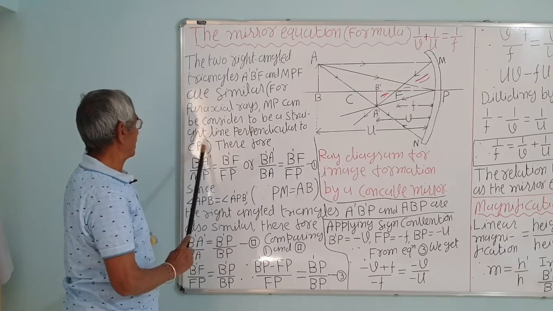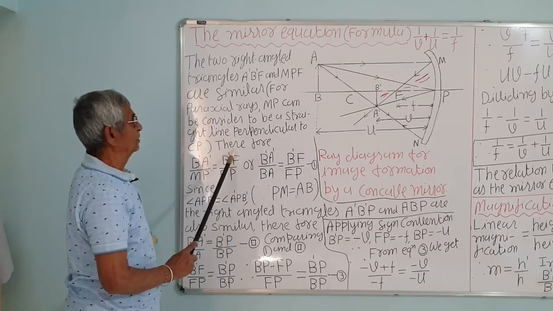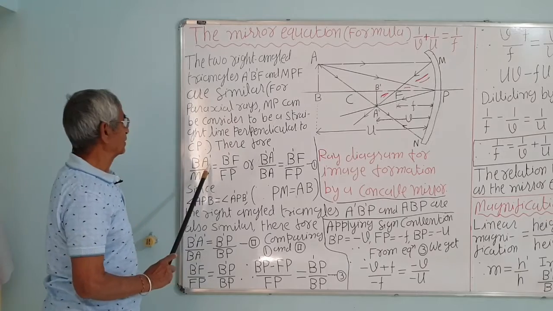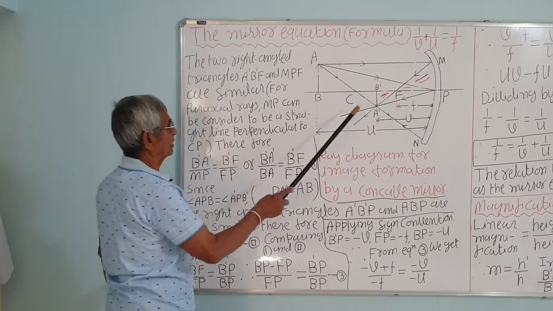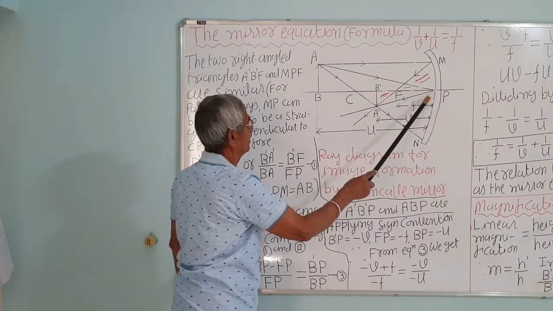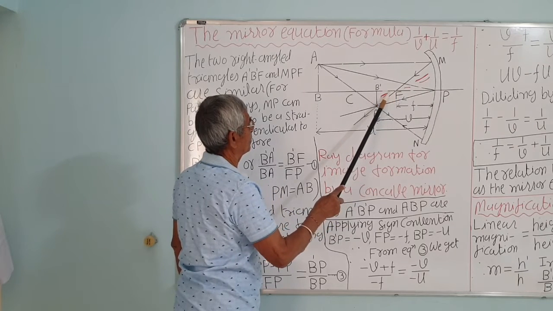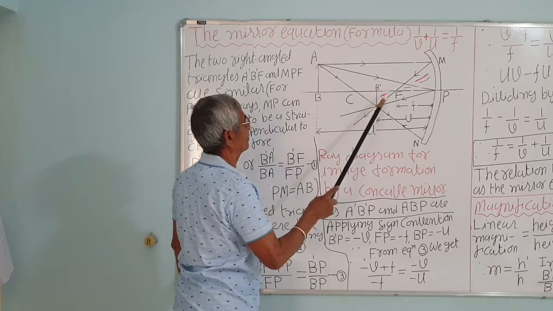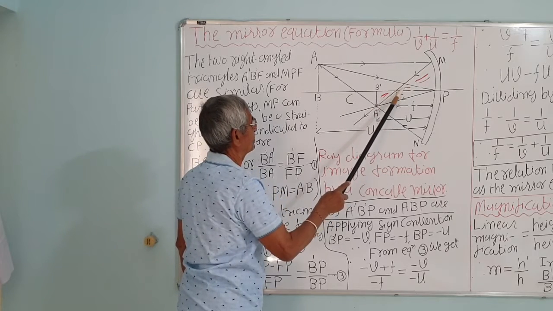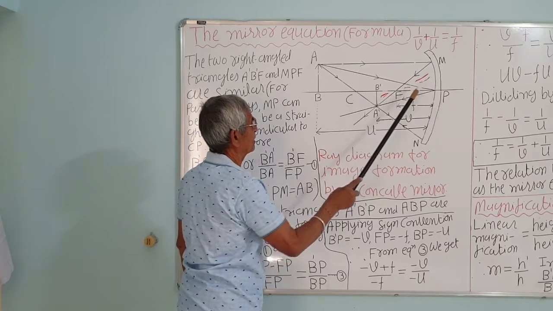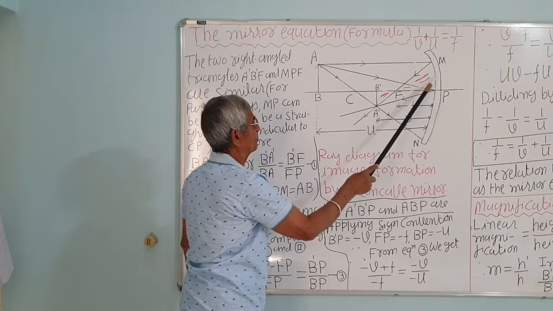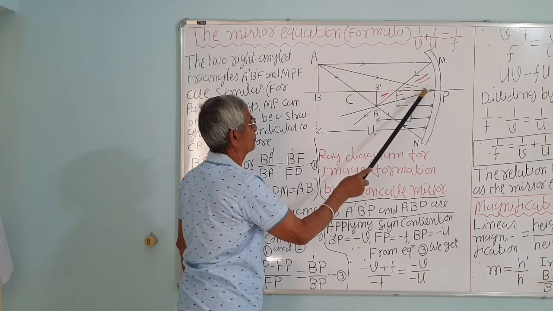Considered to be a straight line perpendicular to the axis, B dash A dash F and MPF are right angle triangles. If it is a straight line, then this angle is 90 and this angle is 90. These two angles are vertically opposite, so they are equal, and so the third angle will also be equal. The right angles are equal because for paraxial rays this is very close, so MP can be considered as a straight line.